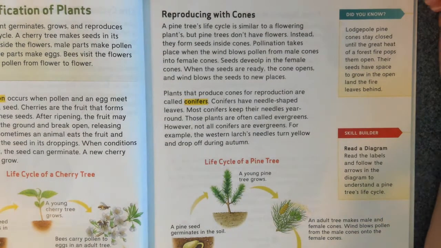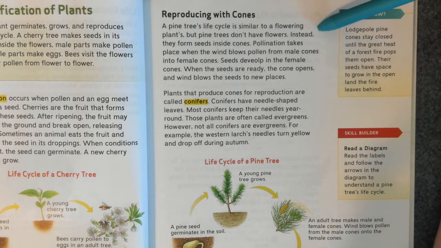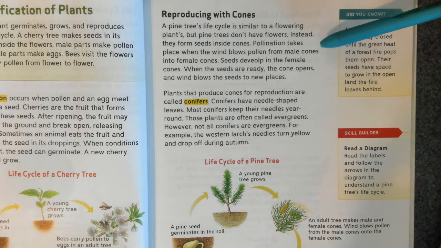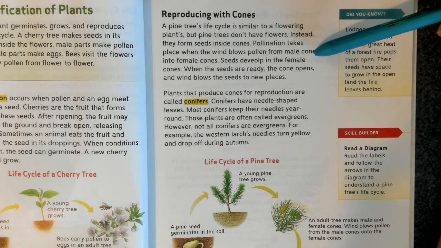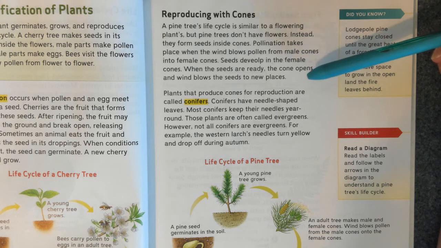Reproducing with cones. A pine tree's life cycle is similar to a flowering plant's, but pine trees don't have flowers. Instead, they form seeds inside cones. Pollination takes place when the wind blows pollen from male cones into female cones. Seeds develop in the female cones. When the seeds are ready, the cone opens and the wind blows the seeds to new places.